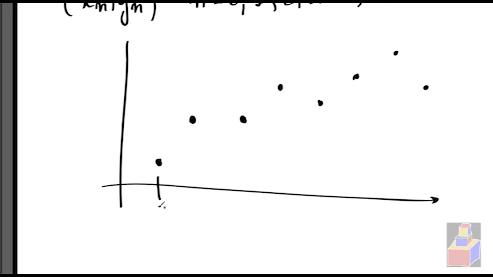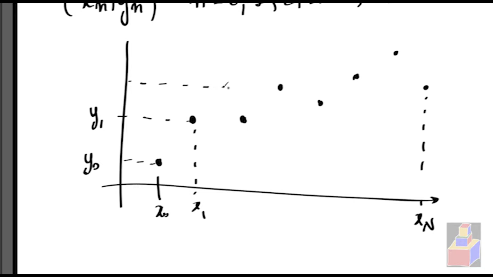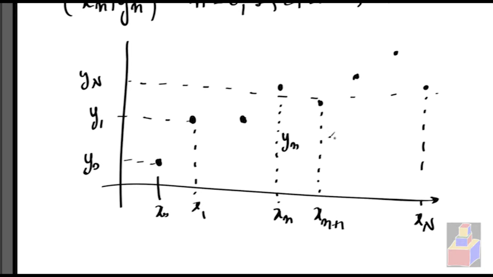So we have x0, y0, x1, y1, and so forth until the last value, xN, capital N. Correspondingly, we have yN. In the intermediate value, we have xn, lowercase n, with corresponding height yn. So we have xn plus 1, and here we have this height, yn plus 1.